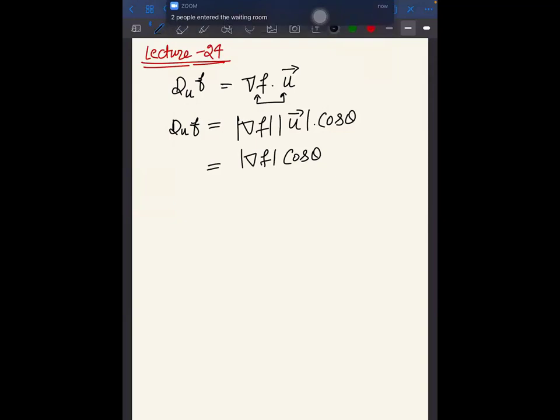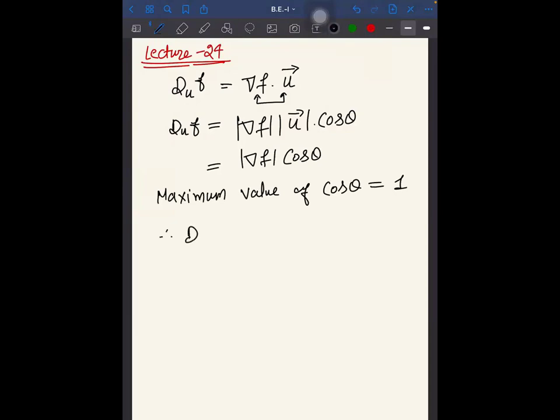Now, can you tell me what is the maximum value of cos theta? 1. And what is the minimum value of cos theta? Minus 1. You know that the maximum value of cos theta is 1. So therefore, your Duf max is equal to mod of del f, right?